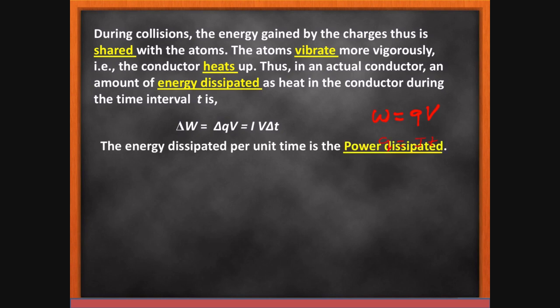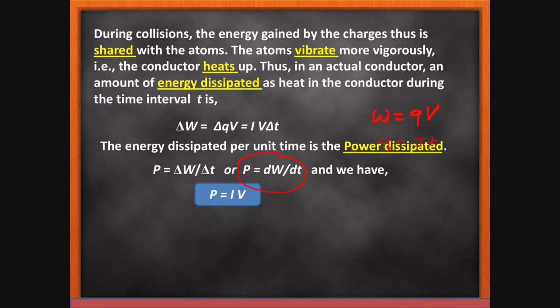The energy dissipated per unit time is known as power dissipated. So power is defined as the change in work per unit time, or P is defined as dW by dt. This is the instantaneous power. So we can write P as I into V or V into I.